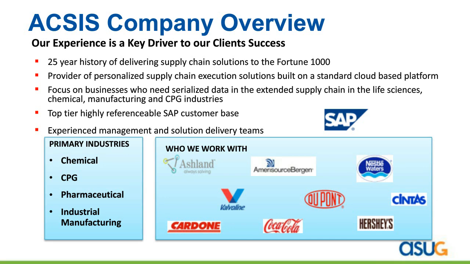With that, I just want to give a brief introduction of the Axis organization. Axis has been around for over 25 years, delivering supply chain solutions to the Fortune 1000. We build personalized supply chain solutions on a standard cloud-based platform, and our focus is in 3 major areas. We do a significant amount of work in the chemical space, in life sciences, and in CPG as it relates to product moving throughout the supply chain.